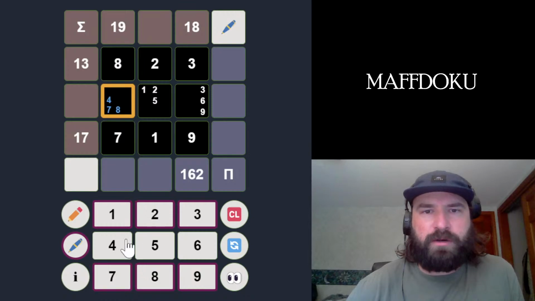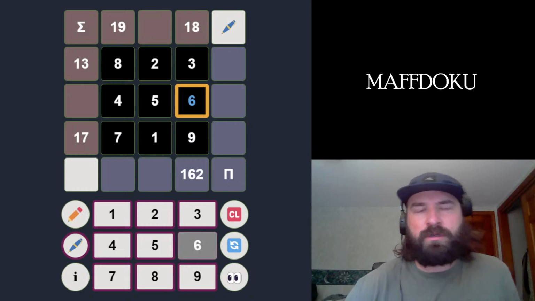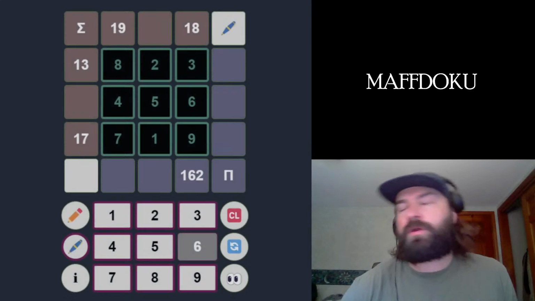And then that's going to narrow all of these down. That's a 4, that's a 5, that's a 6. Perfect. All right. I think that should be a Mapdoku. There it is.